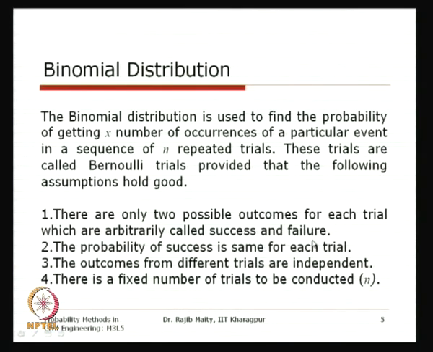So, when we talk about one particular random experiment, that experiment has two specific outcomes, and the labels success and failure are arbitrary. If I go for the very basic example of tossing a coin, then I can say that a head coming up is success and a tail is failure. It is not that head is always success and tail is failure. I can just reverse the notation as well.